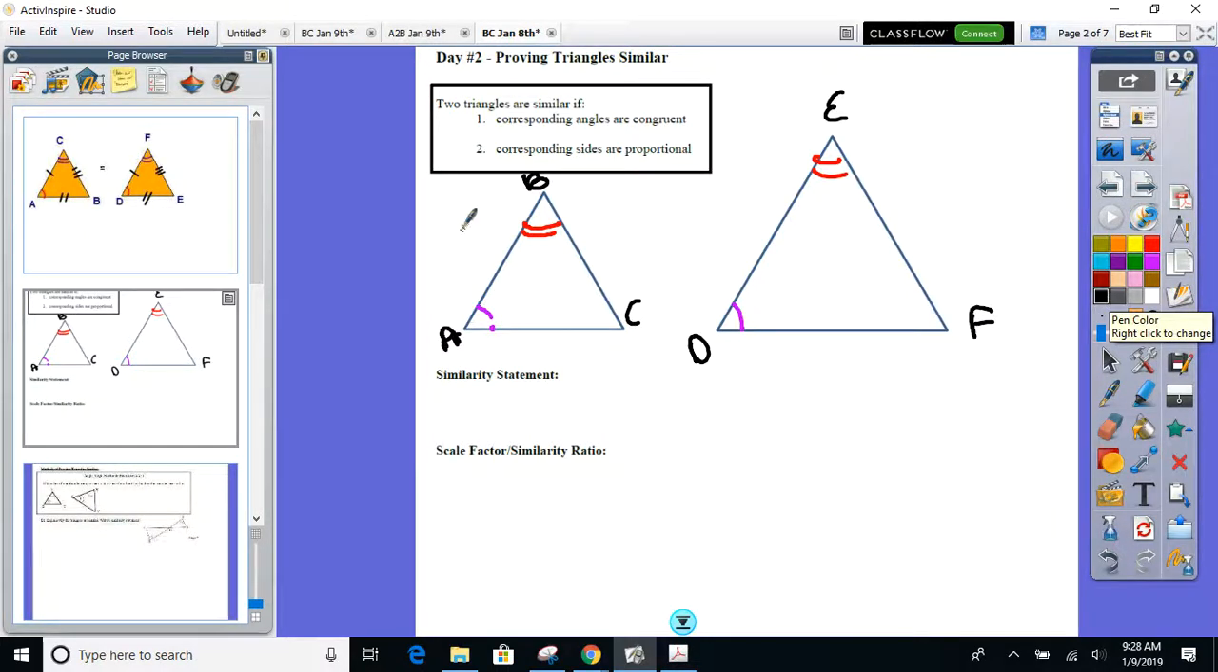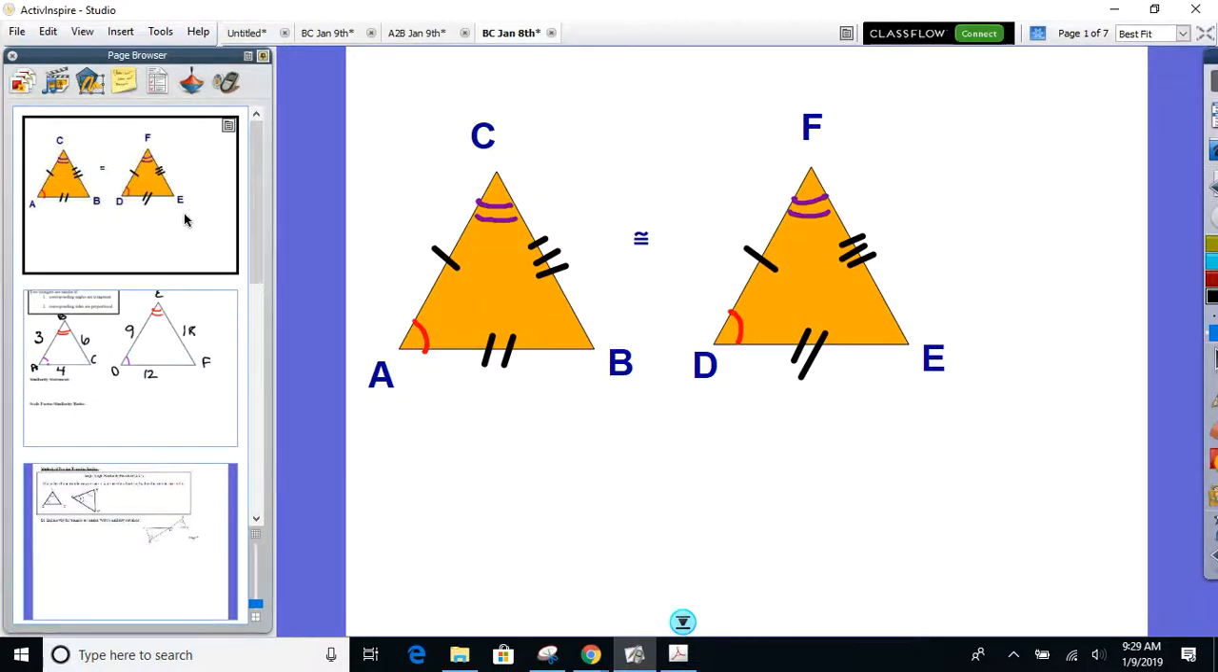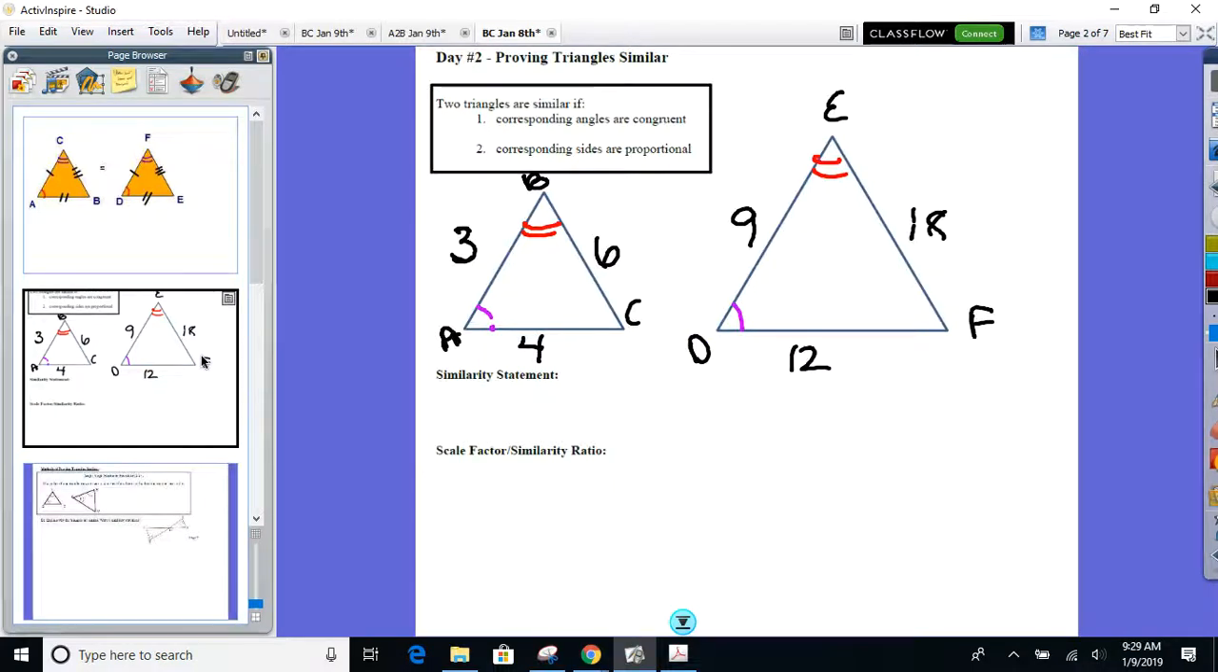But the sides will be 3 and 9. Stay with me on this one. 4 and 12. 6 and 18. The sides are not congruent, but they're what? In the same ratio. Okay? That is the biggest difference, guys, between two triangles that are congruent and two triangles that are similar. The sides are not congruent, but they are in the same ratio.